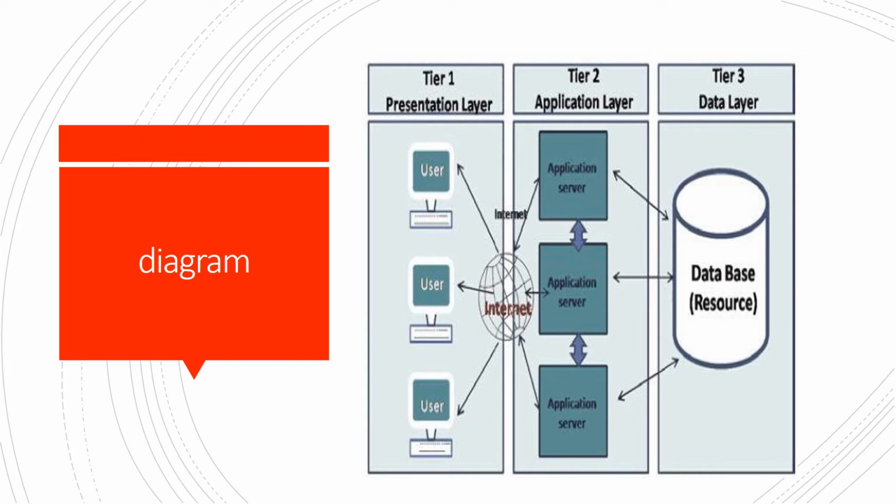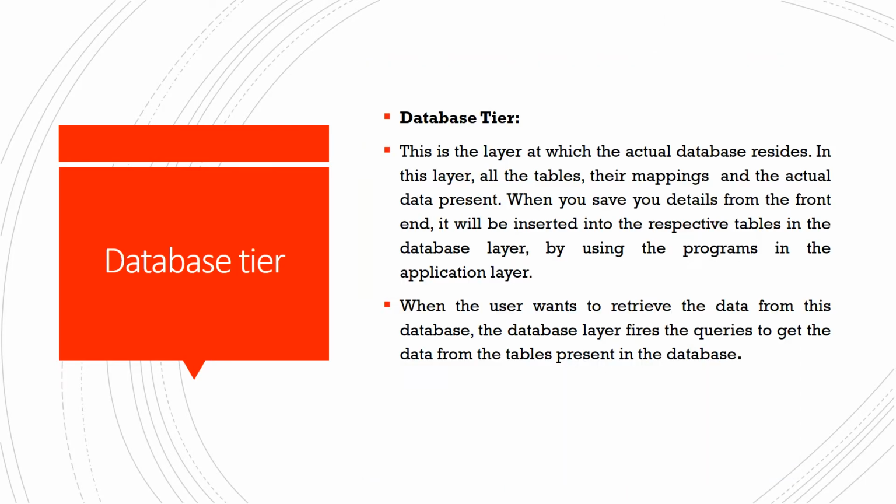And the last one is called tier 3, the data layer. In it, you are splitting the data from the application and storing it in a data resource. So these are the three important layers that are available: presentation layer, application layer, and data layer. The data layer is able to split the data from your application. So this is the layer at which the actual database resides.